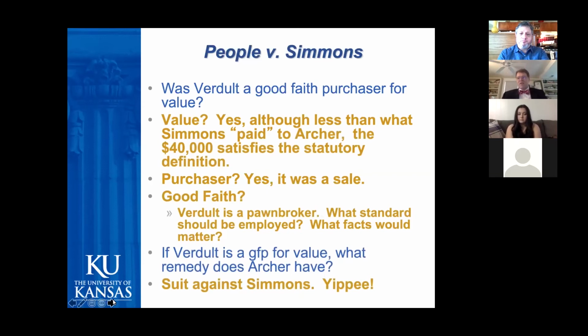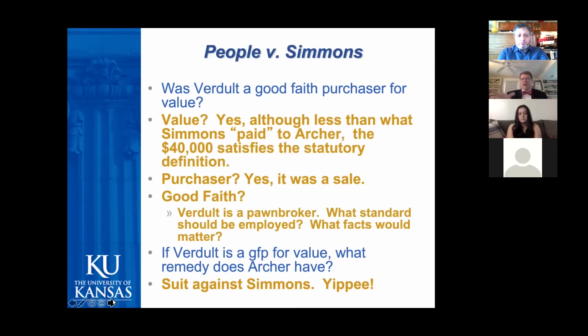Simmons is a thief. He's already converted all that $40,000, of course, into gambling winnings or Corvettes or whatever else that he does. That money's evaporated. So the person who left without anything is Simmons. Or, excuse me, is Archer.